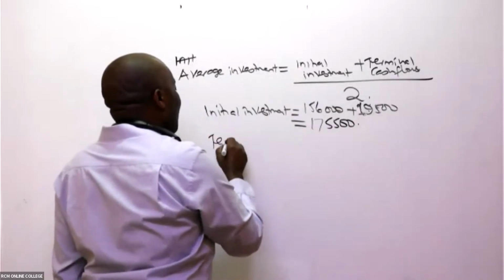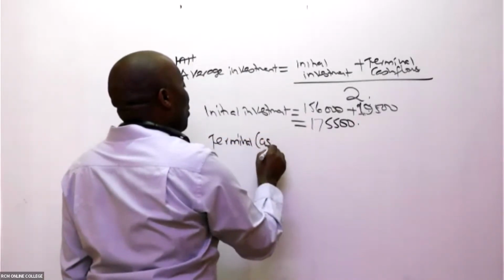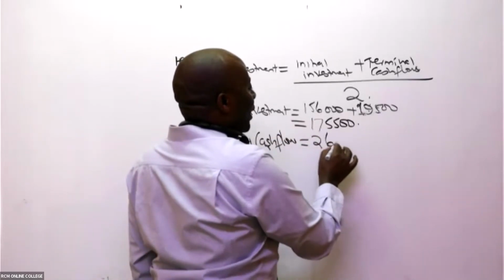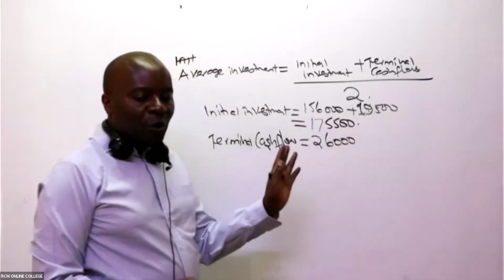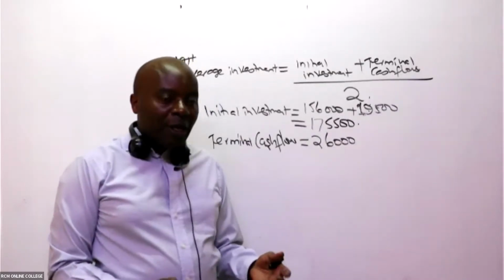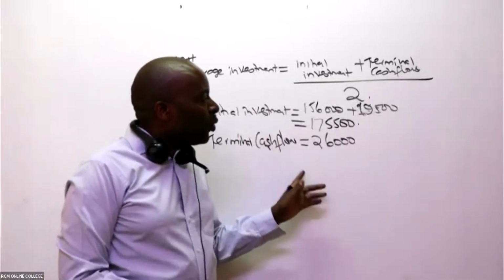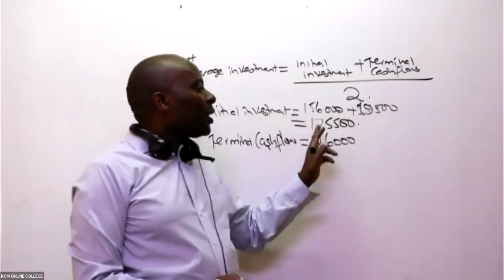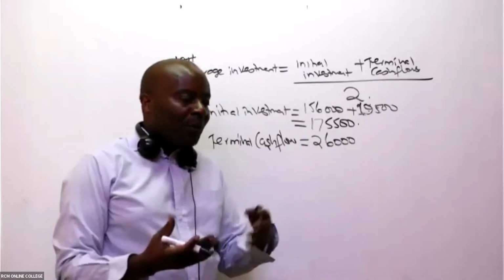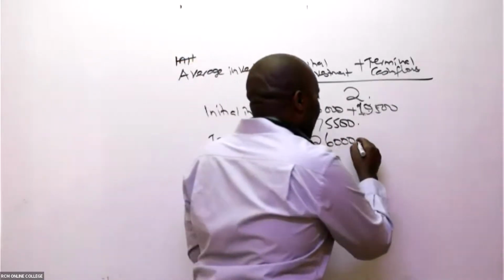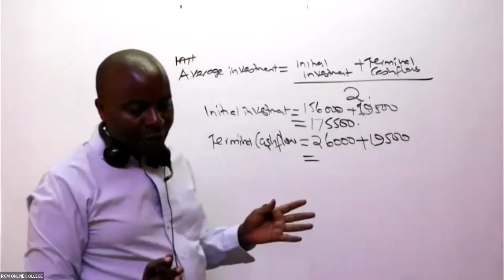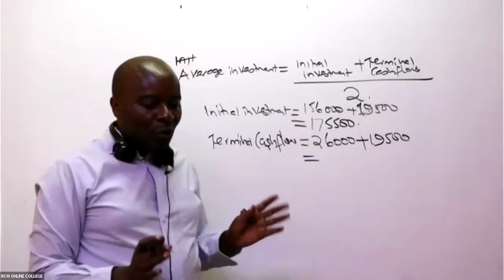Then somebody give us the terminal cash flow. So terminal cash flow, of course, is the scrap value. At the end of the project, we shall realize our scrap value. But now these other scholars will come and tell us, when we are getting this average investment, that this particular working capital will be released to us. So in that case, they'll come and add 19,500. Can you kindly give me 26,000 plus 19,500?